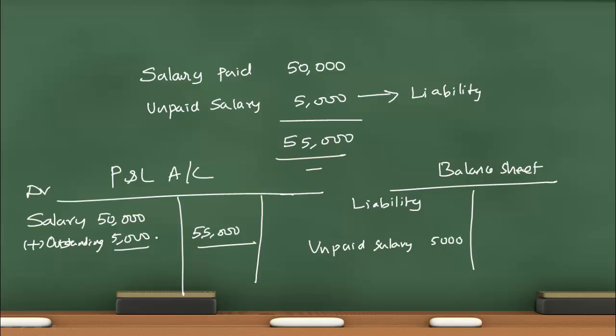So the effect is simple. The first effect is that it will be added to the corresponding expense, and the second effect is that it will be shown on the liability side of the balance sheet. So what is going to be the entry? The entry is simple. We are increasing the expenditure by passing an adjustment entry for outstanding expense. What is the general nature of expenditure? It is debit. And what is the expenditure here? It is salary. So the salary account should be debited to the extent it is unpaid, that is 5,000.